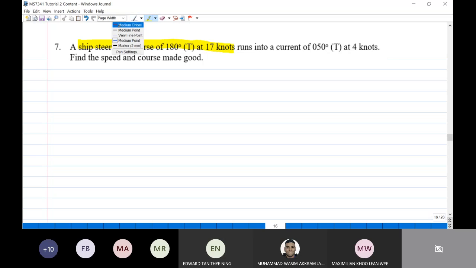So if you draw the direction, 180 is of course down south, right? So north here, 90, 180. Okay, so the ship actually goes south. The direction is south at 17 knots. The speed is 17 here. So this is the direction.